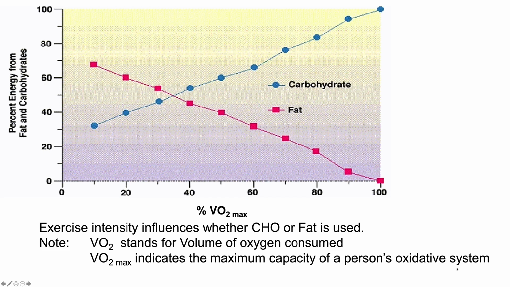And even at moderate intensities, you can see it like 40%, which is a low intensity, to 60%. Those are low intensities. It moves from 50% of each to a little bit more, about 60% carbohydrate, 40% thereabouts of fat.